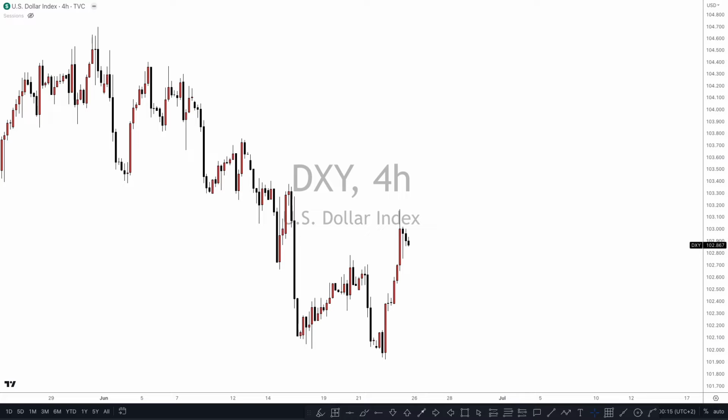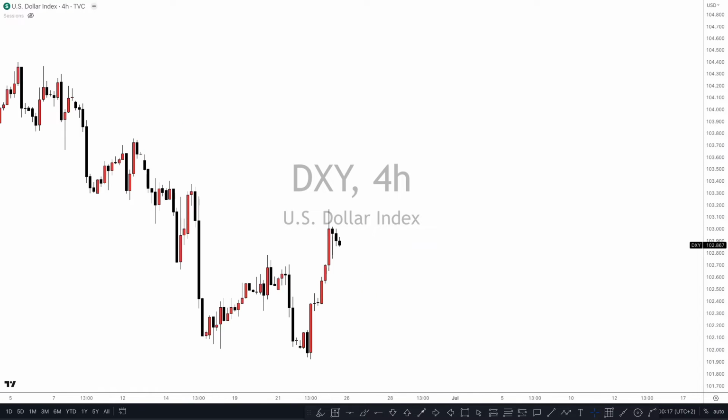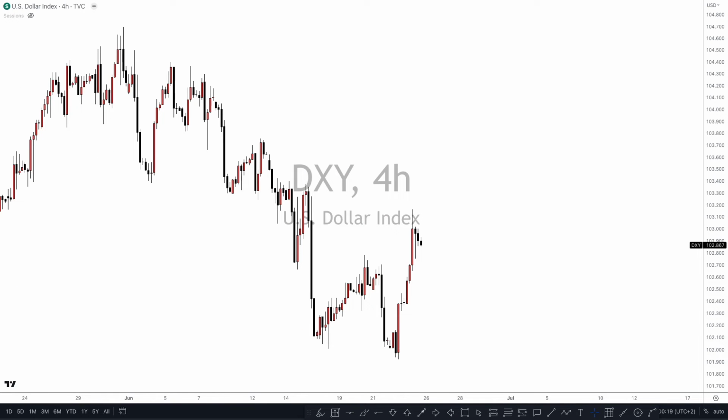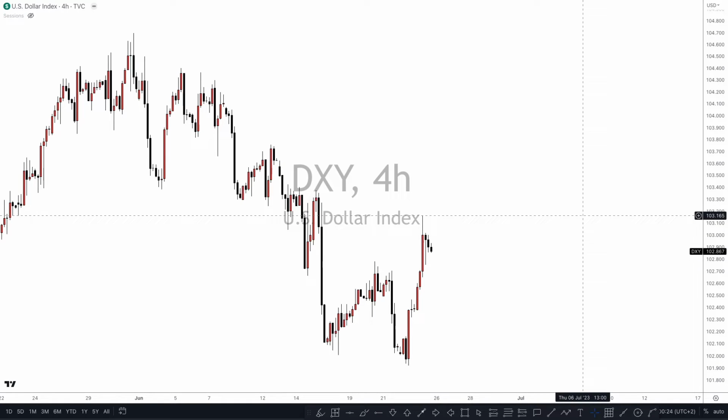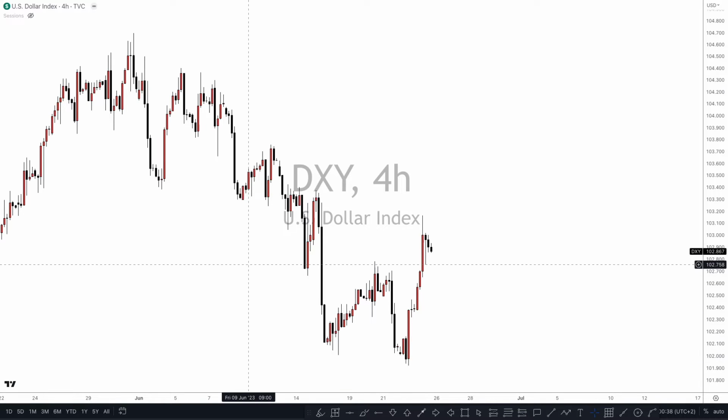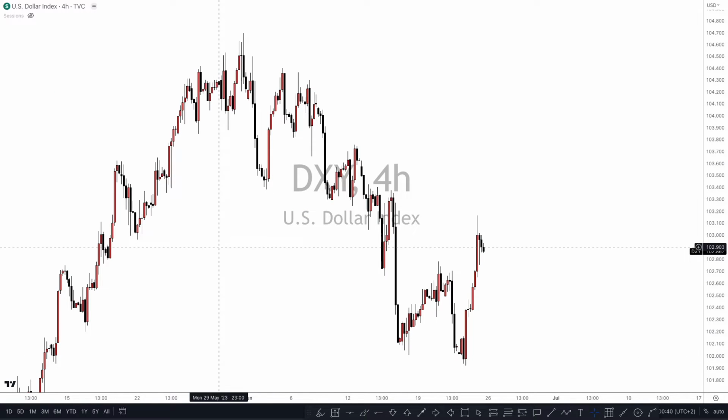So, not to waste any time, let's just begin with DXY. I'm gonna start on 4H because daily isn't that important at the moment, as it's not showing any movement or any clear analysis. So I'm gonna start on 4 hourly and try to analyze what happened and what might possibly happen.